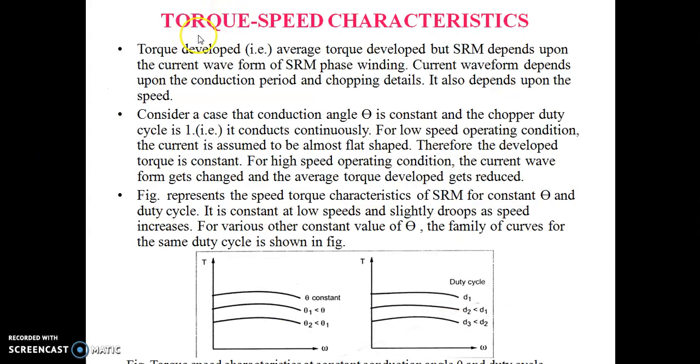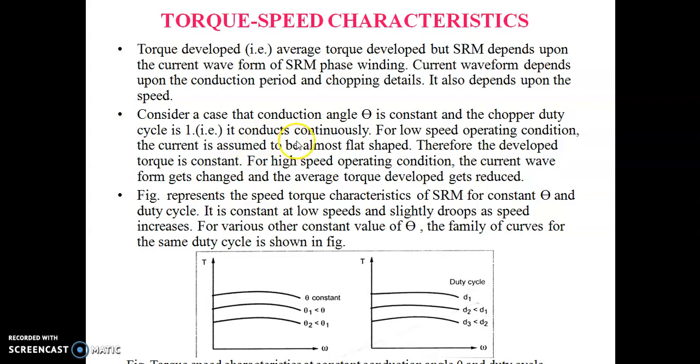Let us discuss the second topic, the torque speed characteristics. The average torque developed by the SRM depends upon the current waveform of the SRM phase winding. The current waveform in turn depends upon the conduction period and the chopping details, and it also depends upon the speed. Now we consider a case where the conduction angle theta is constant and the chopper duty cycle is 1. That is, it conducts continuously.